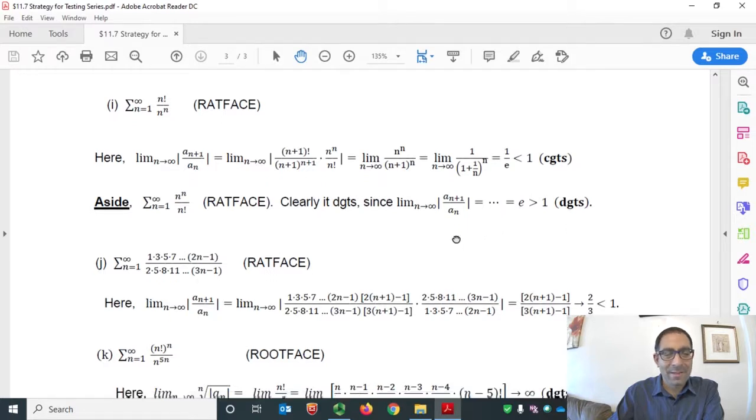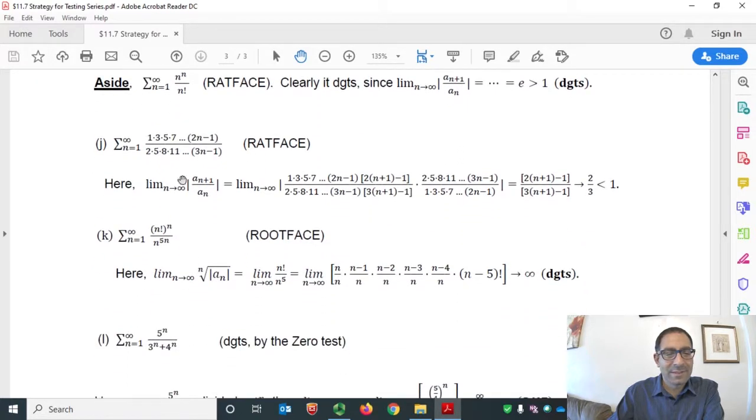Great. Part J. The given series is 1 times 3 times 5 times 7 times up to 2n minus 1, over 2 times 5 times 8 times 11 times up to 3n minus 1. So this is our a_n. So then let's use the ratio test.